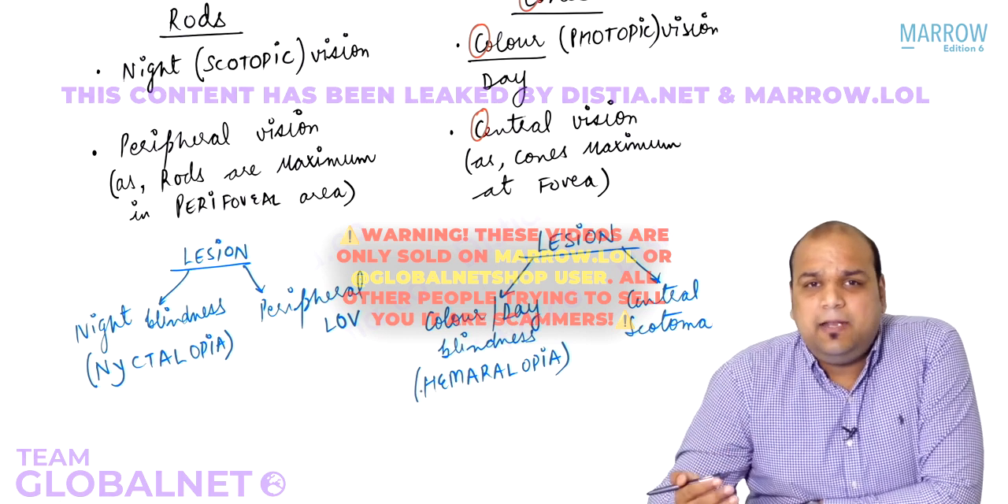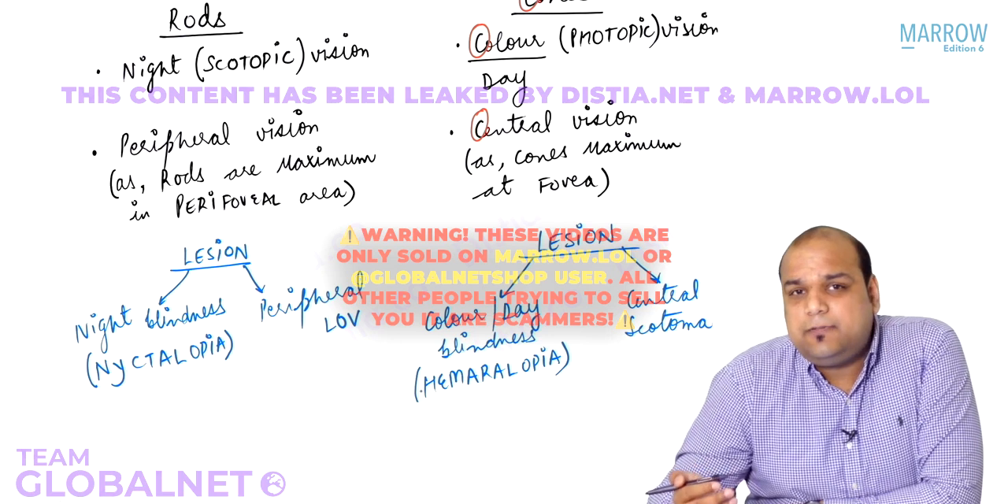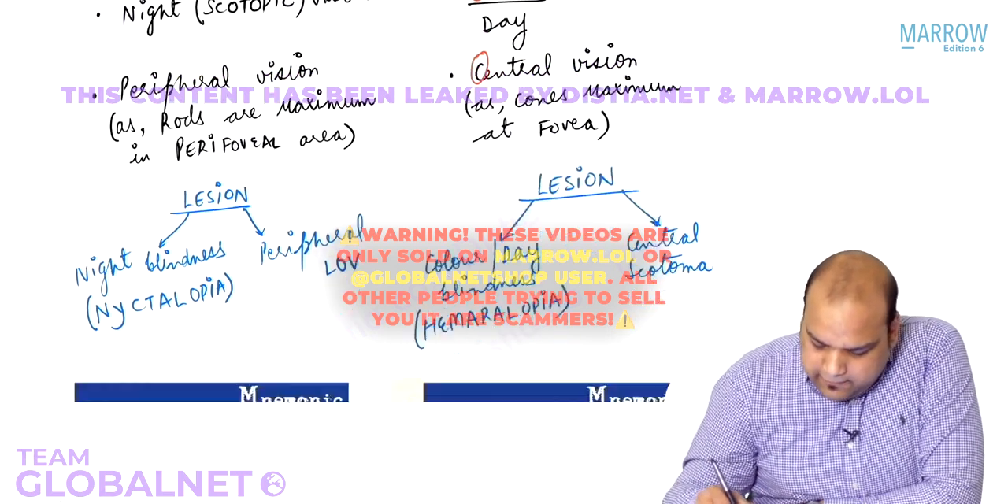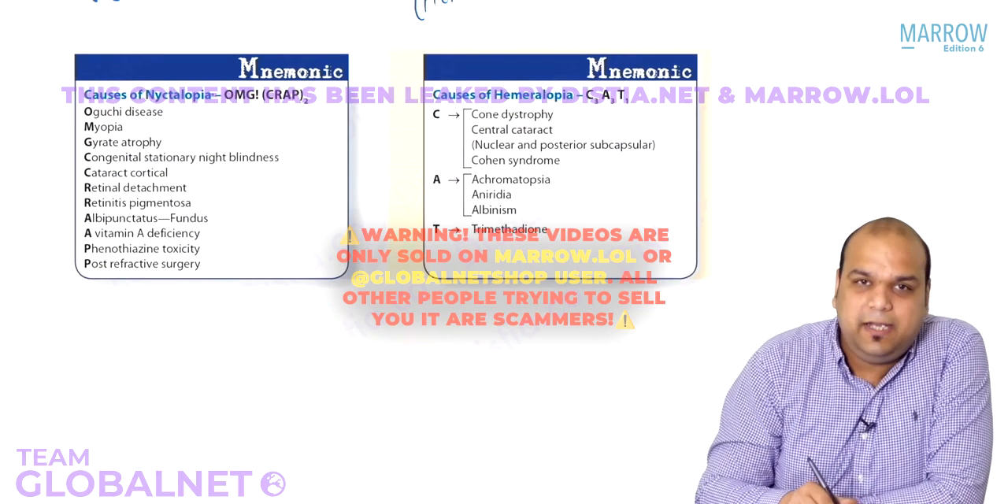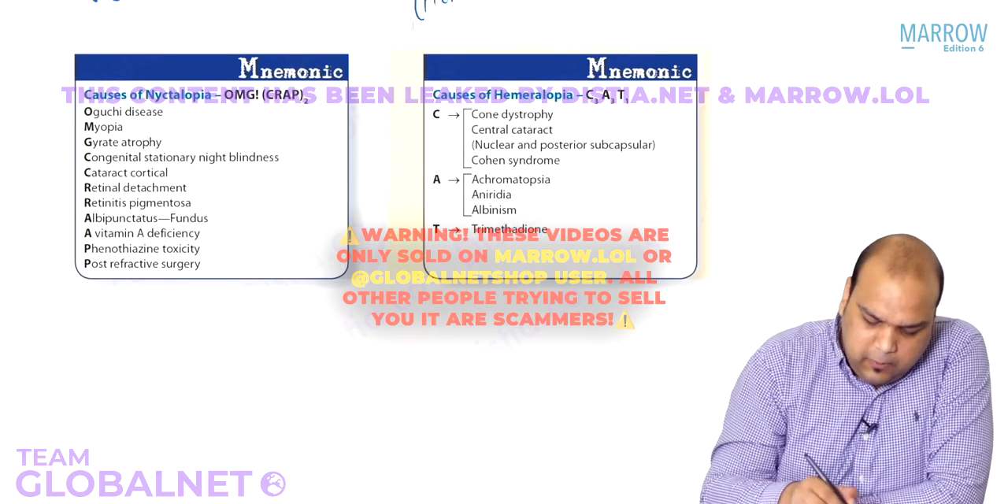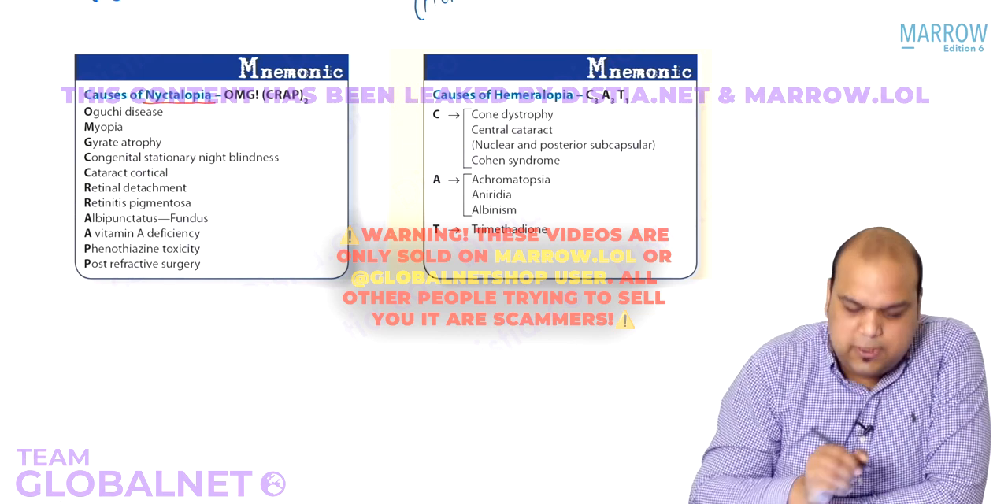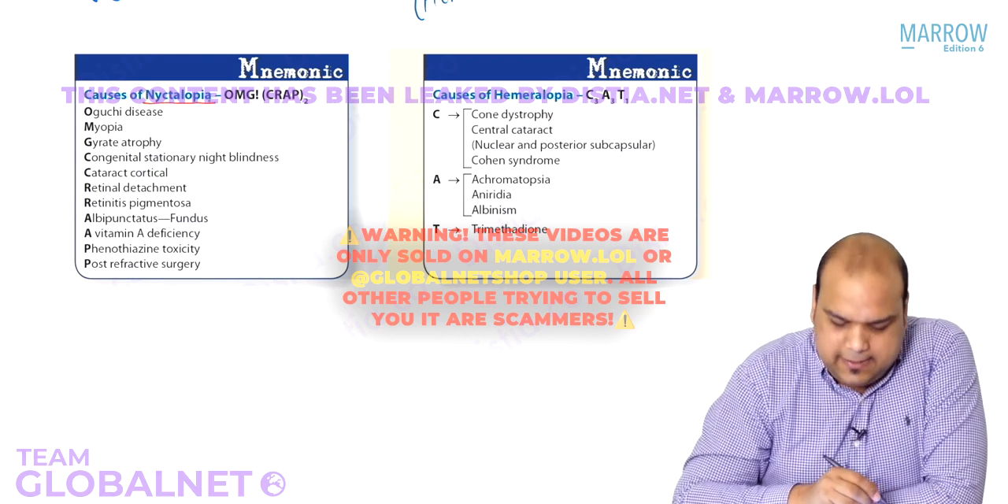What is the differential diagnosis when a patient has nyctalopia, and what is the differential diagnosis when the patient has hemeralopia? For that, everybody, we will have a look here. This is given to you: causes of nyctalopia, causes of hemeralopia. So let's first focus on causes of nyctalopia, night blindness.